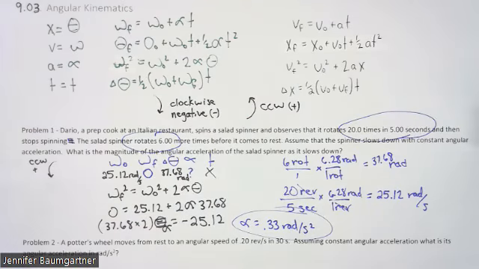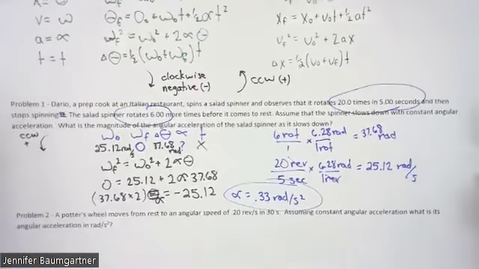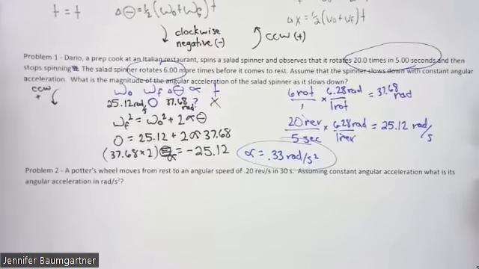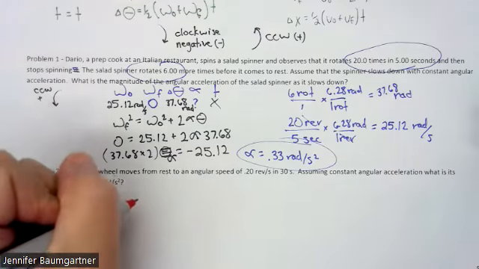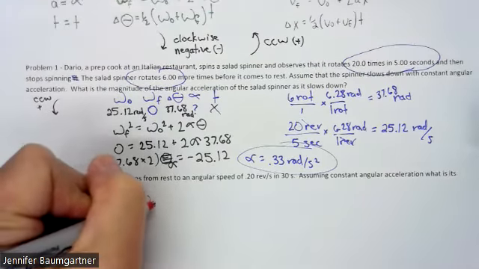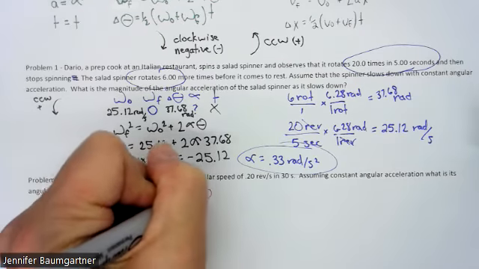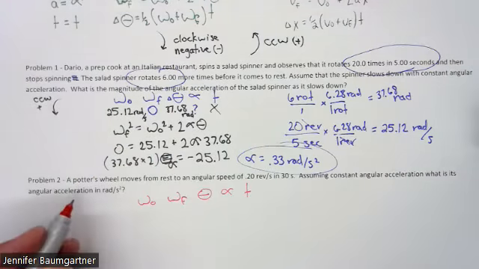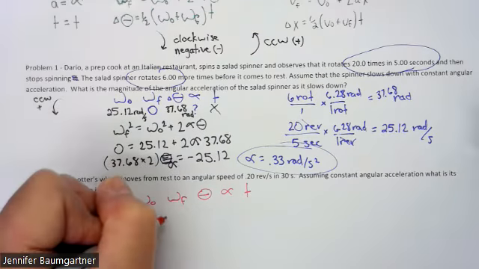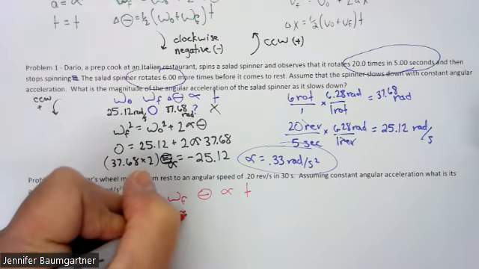Okay, next one is just a practice problem. So I'm going to scroll down here. Go ahead, pause the video, and see if you can find the answer to this one, and then we'll work it out. All right, how'd you do? Let's start off with your variable bank: omega initial, omega final, theta, alpha, and time. In this one, we're going from rest, so our initial velocity is 0, to an angular speed of 0.2 revolutions per second.